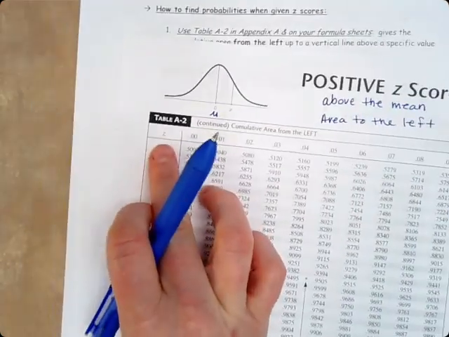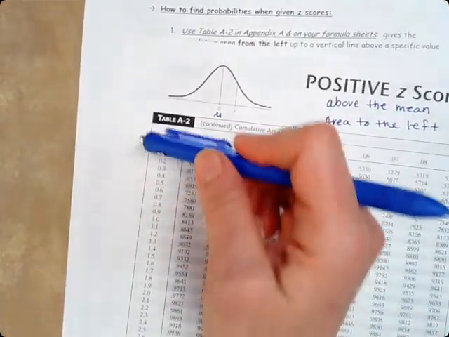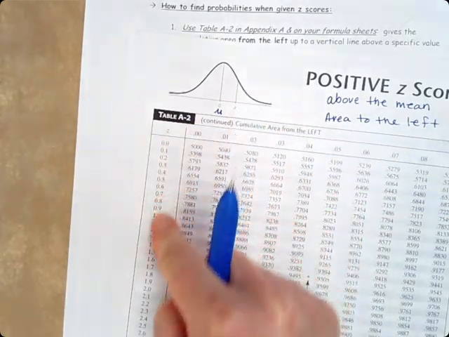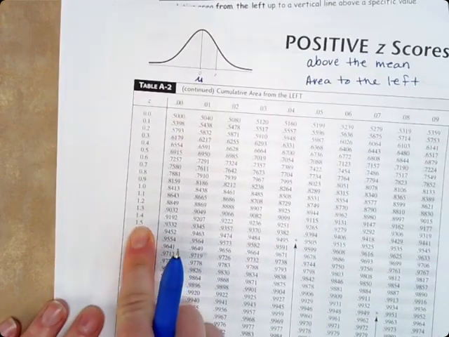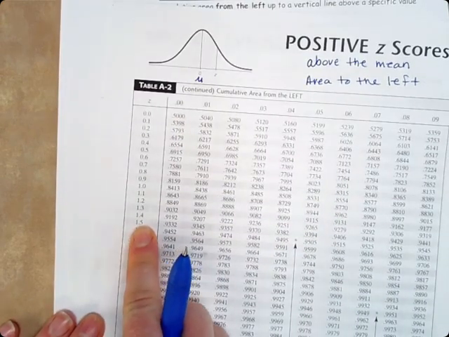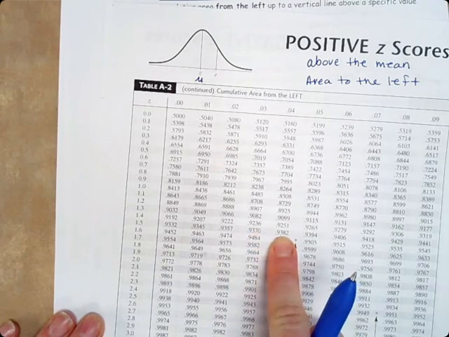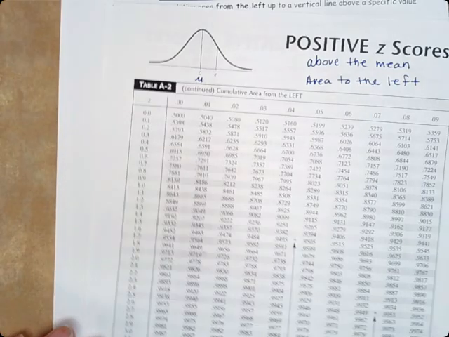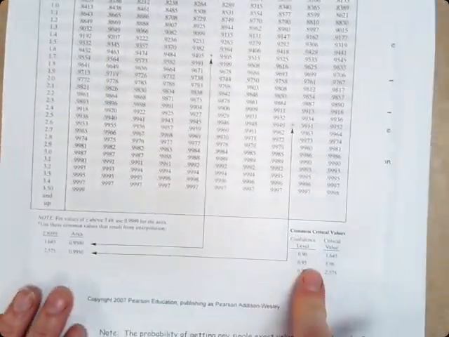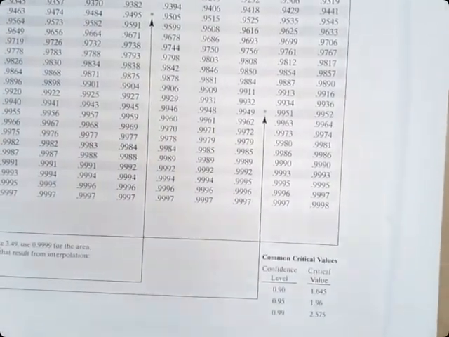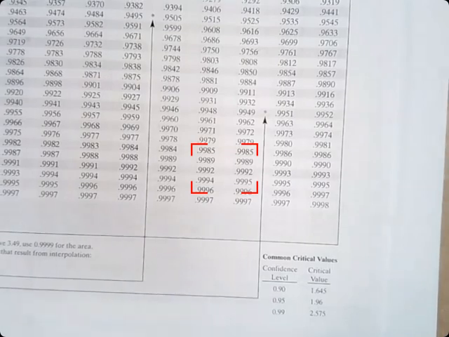So we'll do the same thing as with the other one. Okay, the z is, let's say it's at 1.54. You'd go down to 1.5 and then over to 4. So that would be the z-score for 1.54. It does give you some critical values here. Let me make that a little clearer.